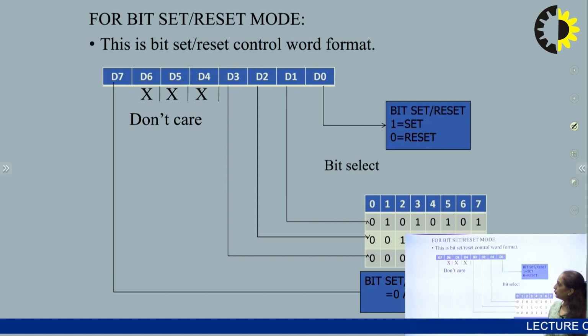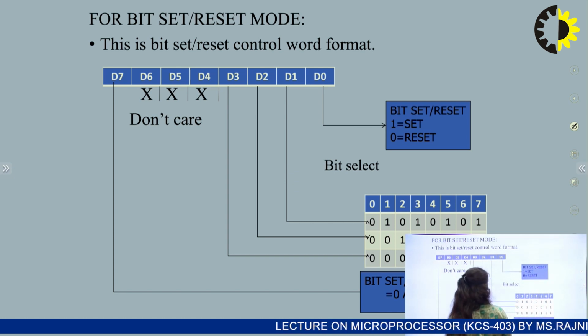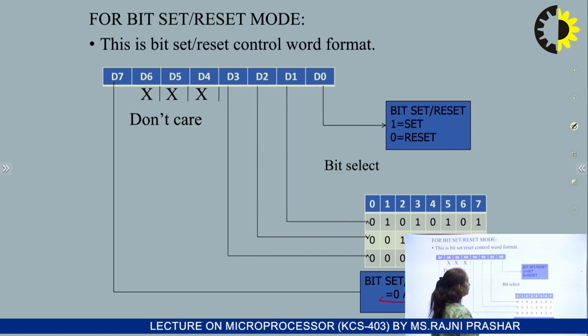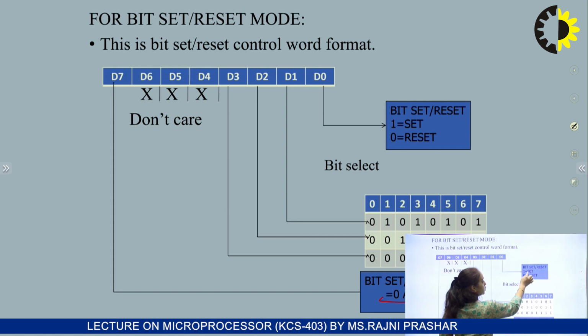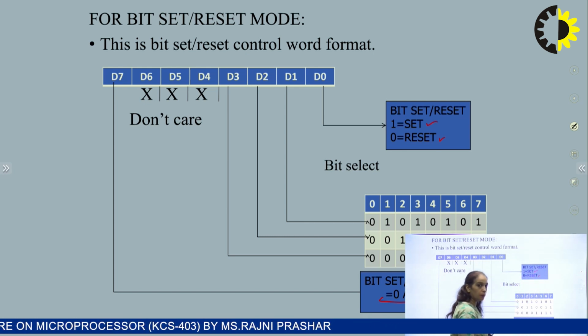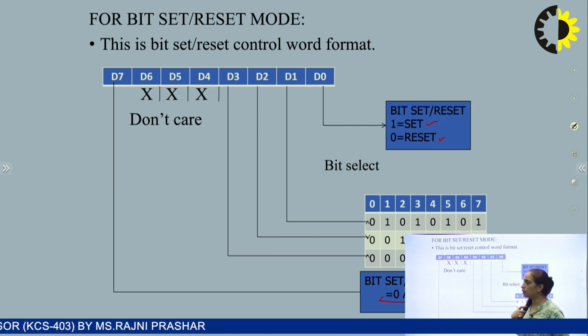So this is the bit set reset mode. We have seen that the value of this bit should be 0 to activate the bit set reset mode, right? The D0 bit should be 1 to set, and 0 to reset a particular bit. Then D3, D2, D1.